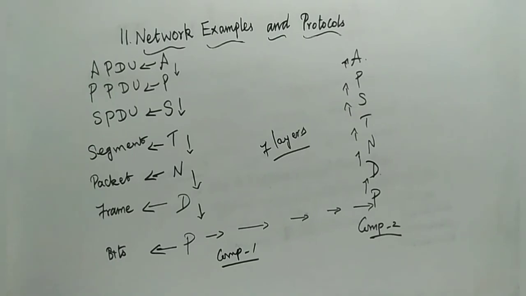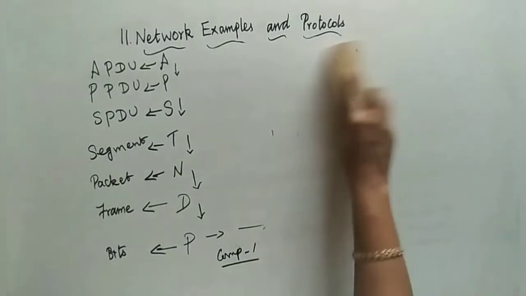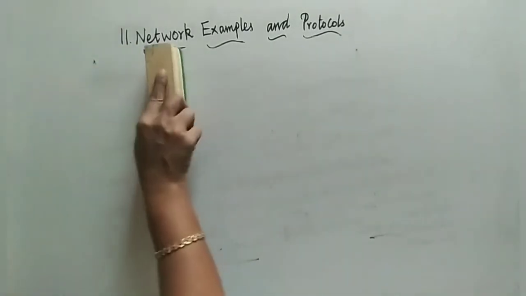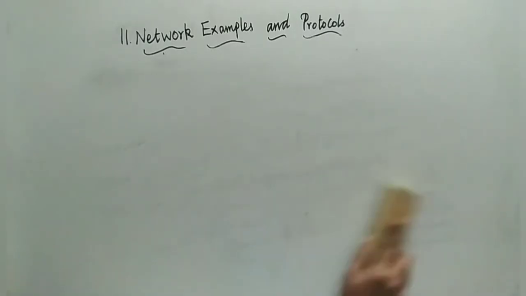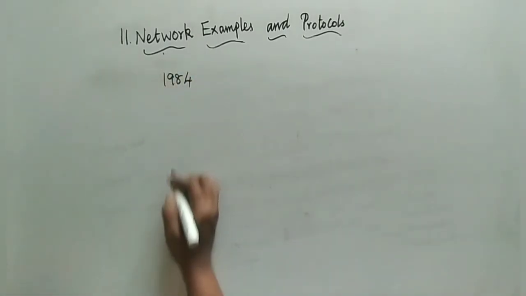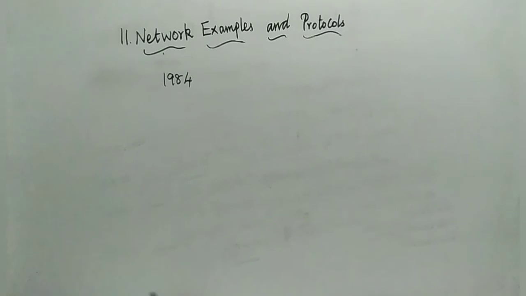Okay? So are you clear with the topics we have discussed by now? What have we discussed today? We have discussed the 7 layers: each and every layer's explanation, responsibility, and functions. This model was introduced in the year 1984. In your book it is given as 1934, but the correct year is 1984.